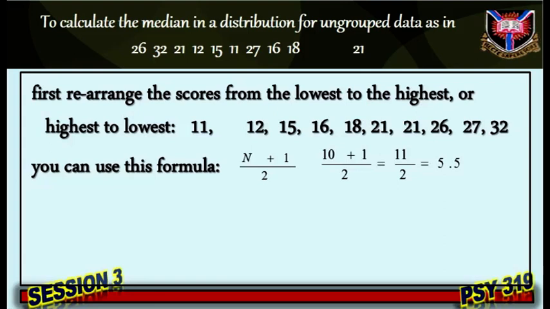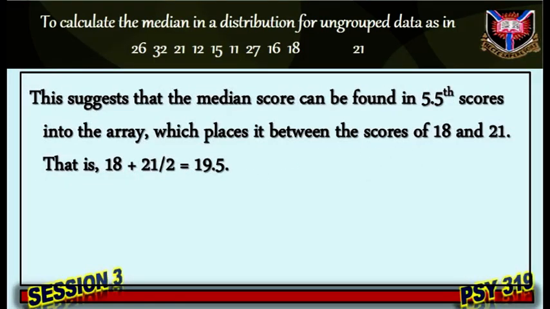When you have an even number of scores like this, you can use this formula: median score is equal to n plus 1 over 2. In this example, 10 plus 1 over 2 is equal to 11 over 2, which is equal to 5.5. This suggests that the median score can be found 5.5 scores into the array, which places it between the scores of 18 and 21. That is, 18 plus 21 over 2 is equal to 19.5.